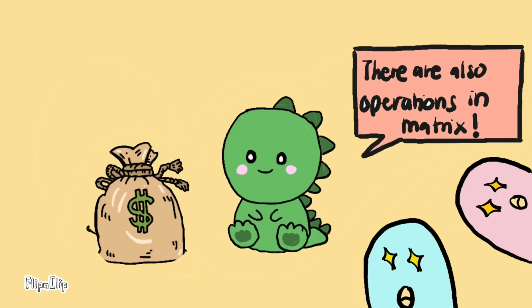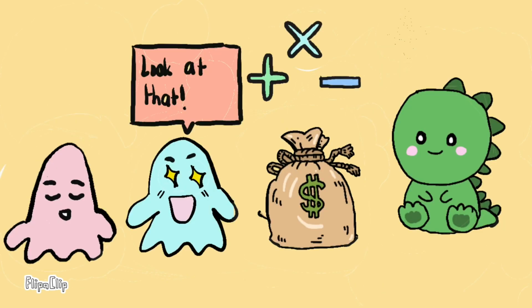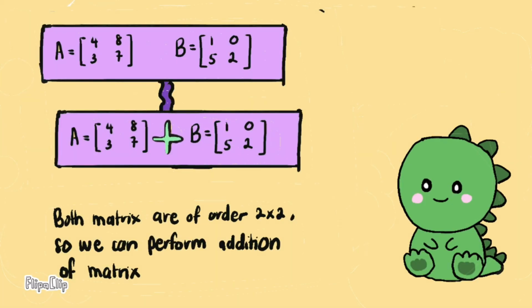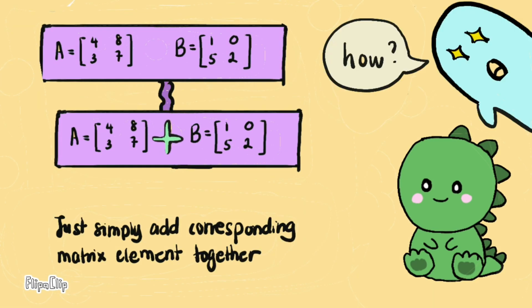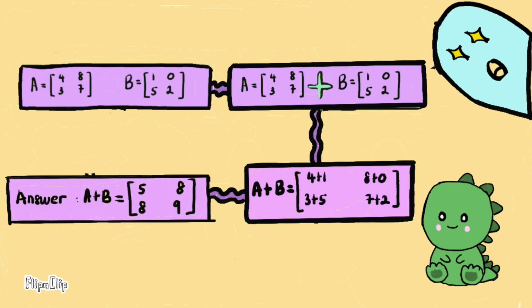There are also operations in matrices. Look at that! Both matrices are of order 2 times 2, so we can perform addition of matrices. We can just simply add corresponding elements together.